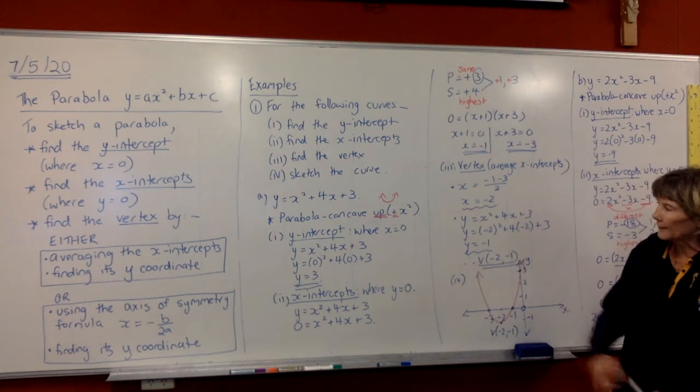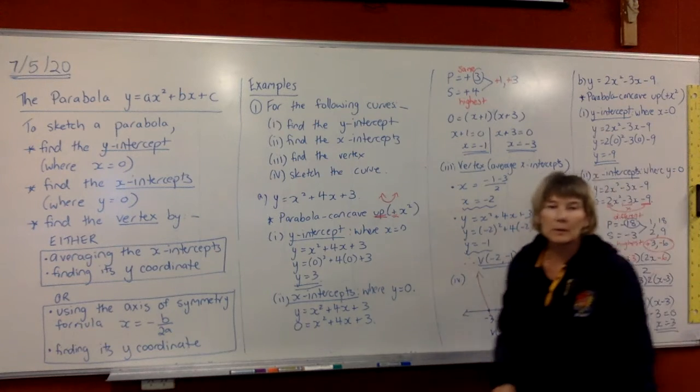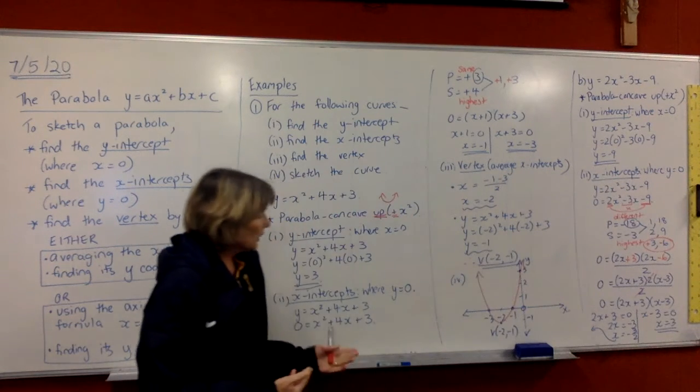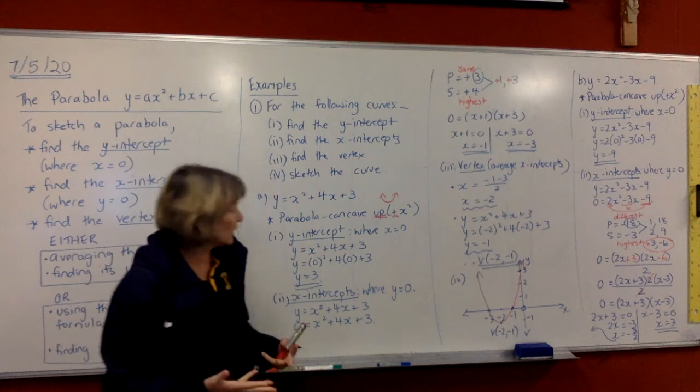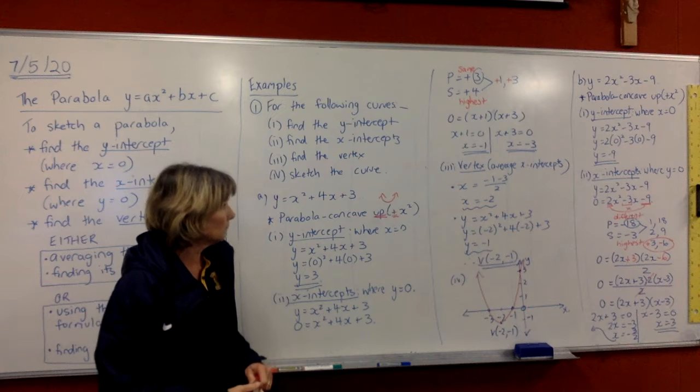And just do a little quick double check. We should have got a concave up parabola. We did. So it's looking pretty good. If you try to join the points and it just doesn't fit together right, you've made a mistake somewhere, just go back and check your working.